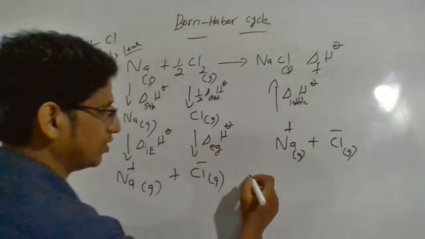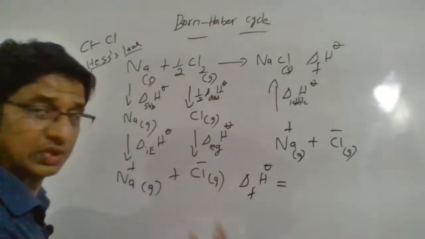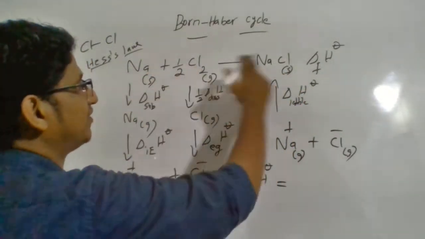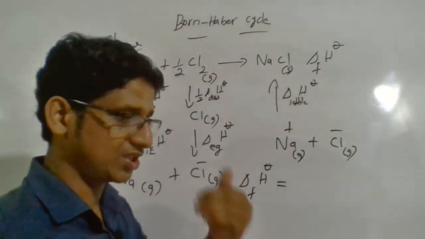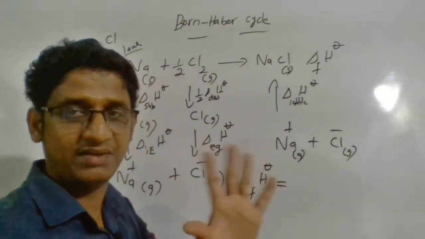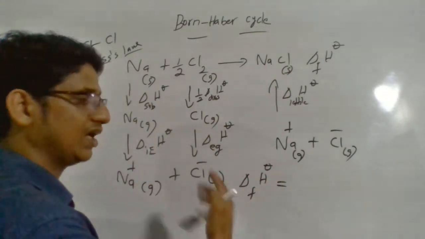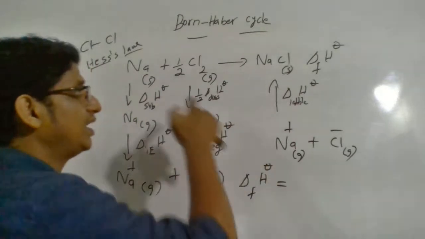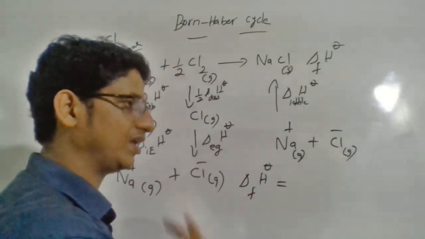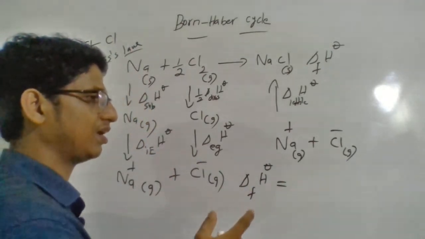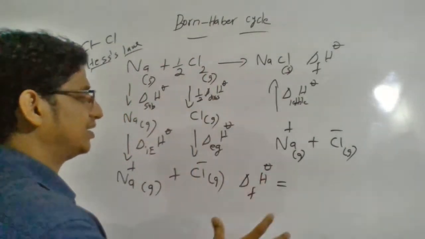According to Hess's law, delta H formation of the compound we are talking about, sodium chloride, will be equal to the sum of the steps. This is the one-step process, and here there are several steps. It doesn't matter whether a compound is formed in a single step or several steps, the enthalpy change will be the same. Enthalpy change is a state function. It depends only on the final value and the initial value. So the enthalpy change in a chemical reaction will be the same whether it takes place in a single step or several steps.